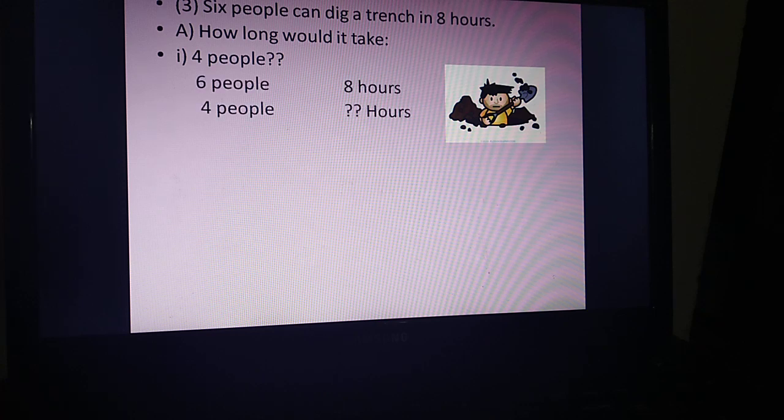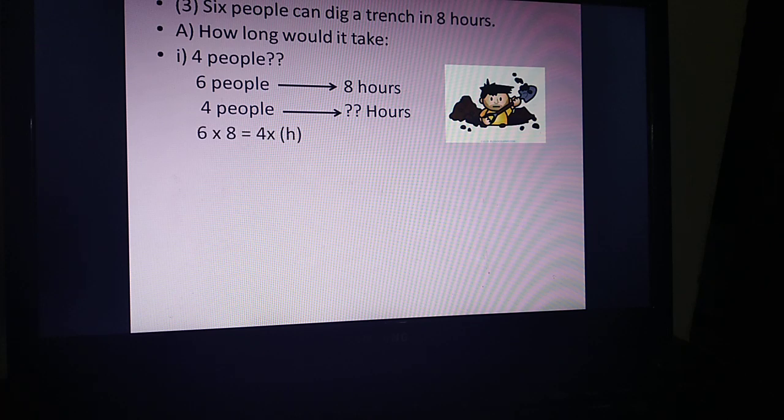6 people need 8 hours. So 4 people, how many hours does that need? هلا هذا طردي ولا عكسي؟ Exactly, because if I have less people who work together, it means I'm going to need more time using common sense. So I multiply horizontally, okay?